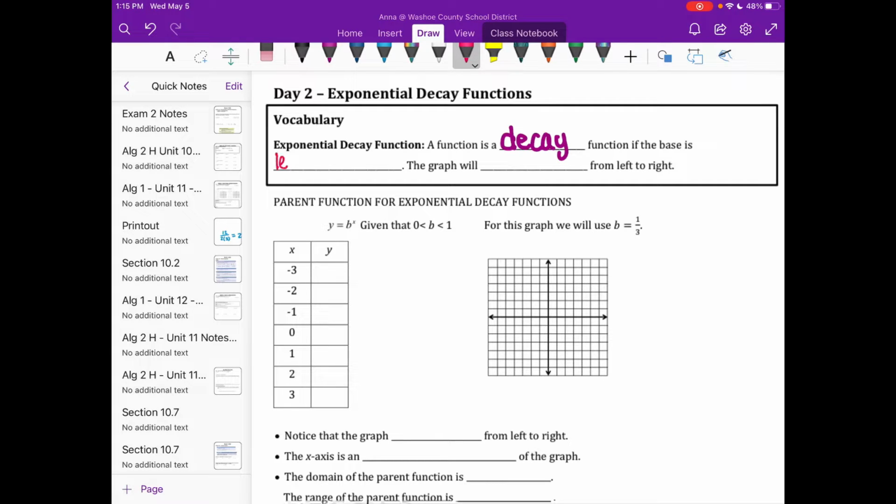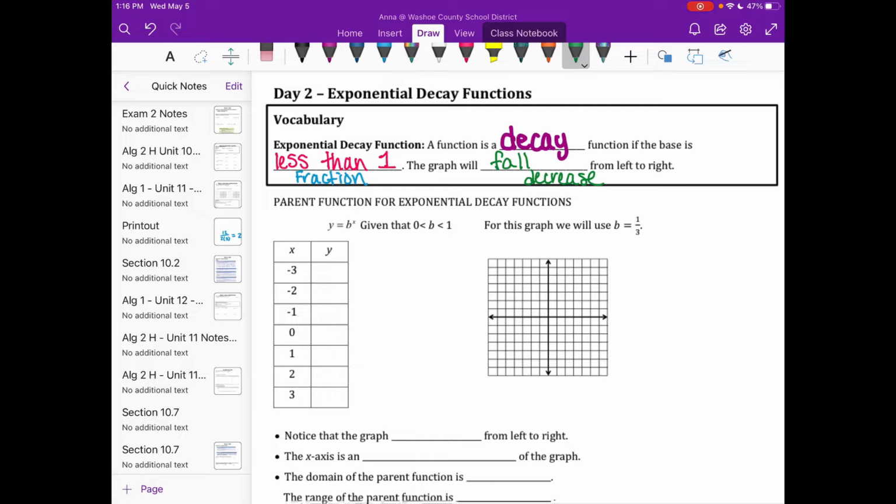If the base is, I'm going to put in here, less than 1. Yes, that usually means it's a fraction. So if you want to put that underneath too, that is fine. But we also need to be a little bit careful too, okay? So this means if we are decaying, remember yesterday we went up, we grew. That means it is going to fall from left to right or decrease from left to right. That is fine too. Either way.